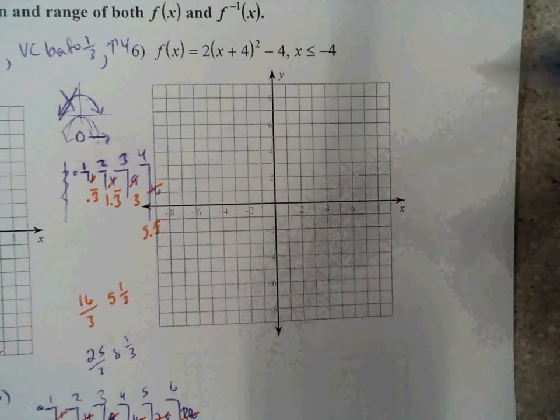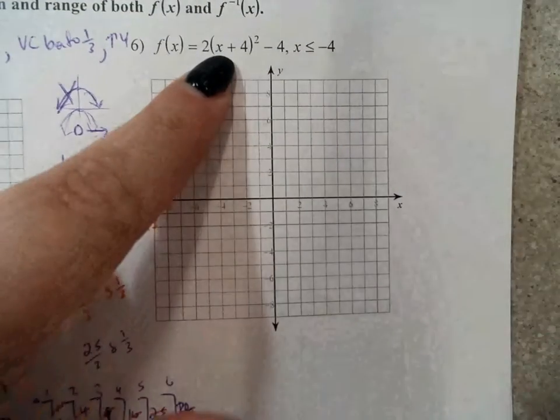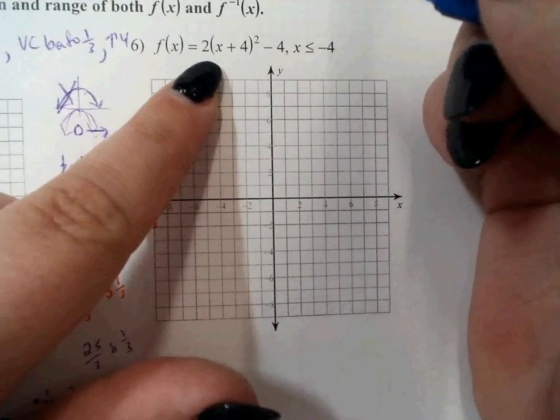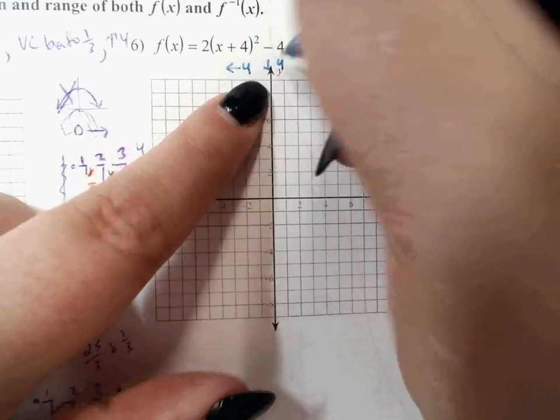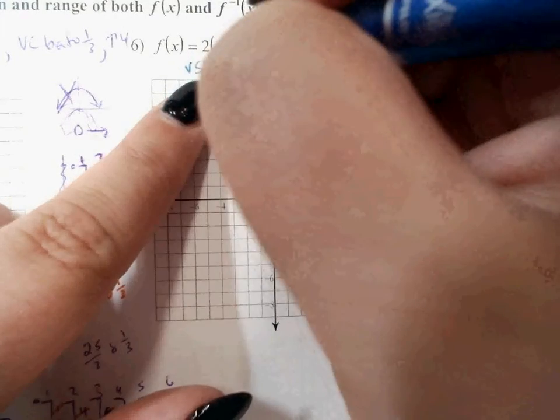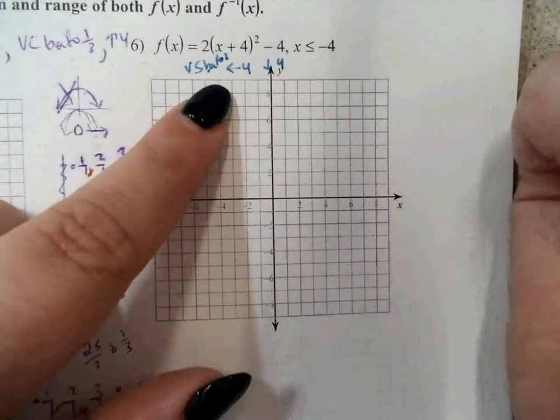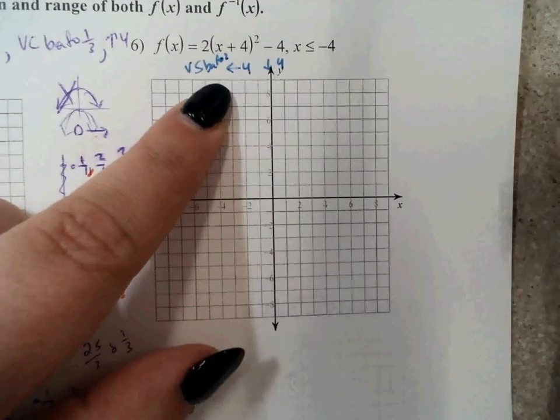Okay, so this is a quadratic. Let's see. We've got a quadratic shifted to the left 4, down 4, and then it's got a vertical stretch by a factor of 2 because it's on the exterior, right? Sorry, that's kind of small.